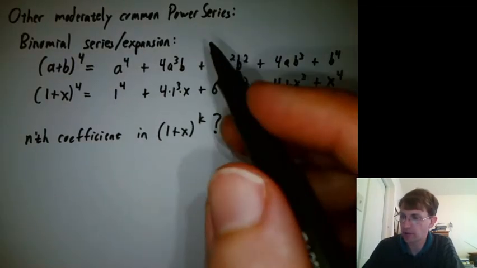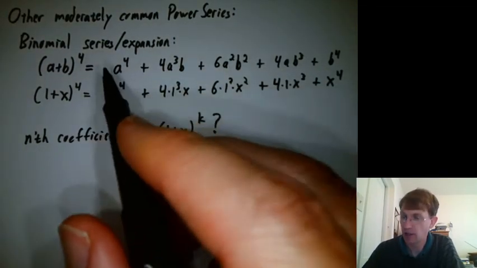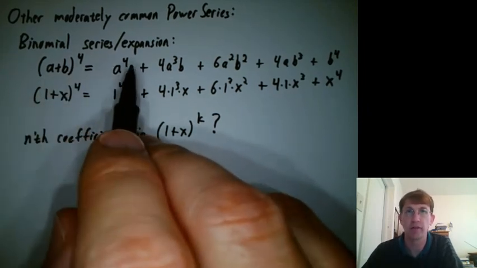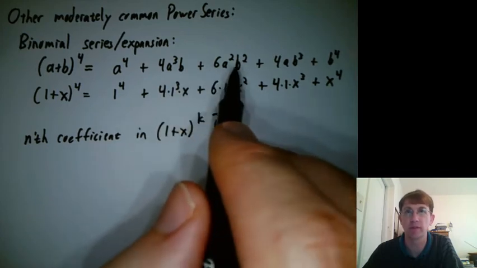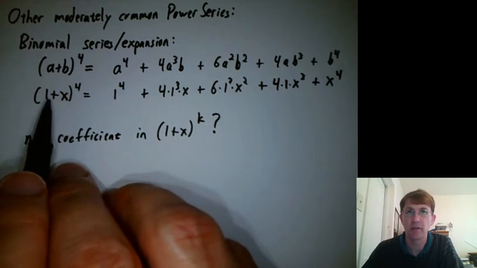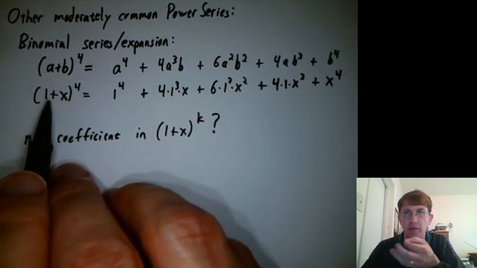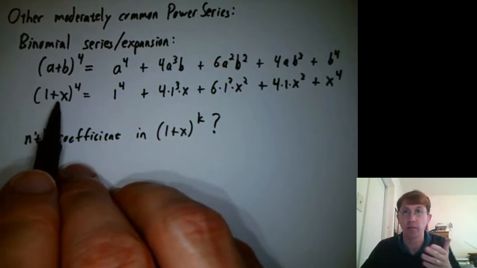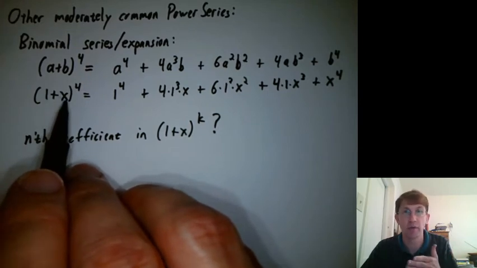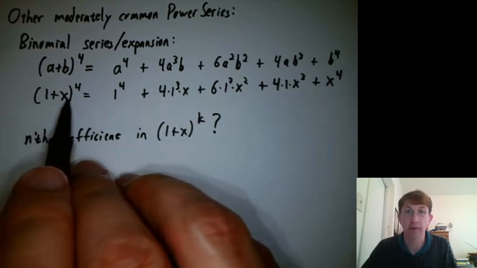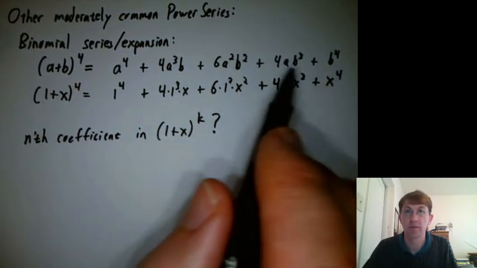Another moderately common power series is called the binomial series. You might remember from algebra classes that a plus b to the fourth is a to the fourth plus 4a cubed b plus 6a squared b squared, blah, blah, blah. If we do that with x, and it's common to have a 1 in there, a lot of times we're just thinking of x as like a deviation from 1. Sometimes we do that if we're talking about probabilities, like a probability of 99% is like an x of negative 0.01. It's just a little bit away from 1. So we might write 1 plus x to the fourth using the same system there.